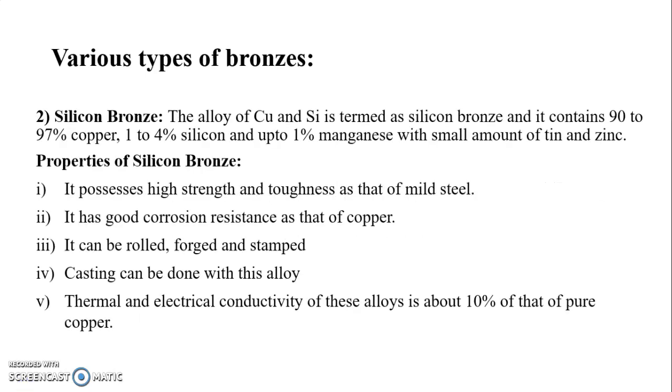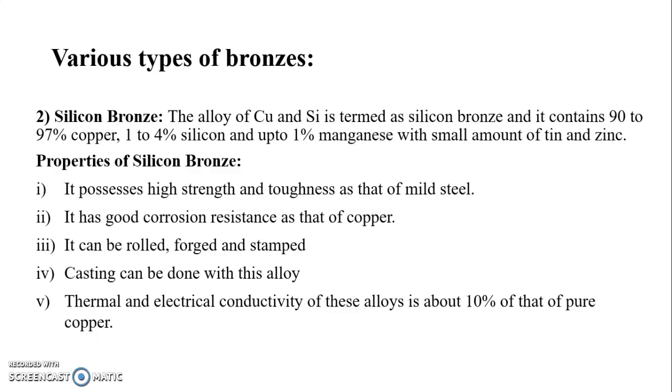Then the second type of bronze, that is silicon bronze. The alloy of copper and silicon is termed as silicon bronze and it contains 90 to 97% copper and 1 to 10% silicon and up to 1% manganese with small amounts of tin and zinc. There are some properties of silicon bronze. It possesses high strength and toughness as that of mild steel.